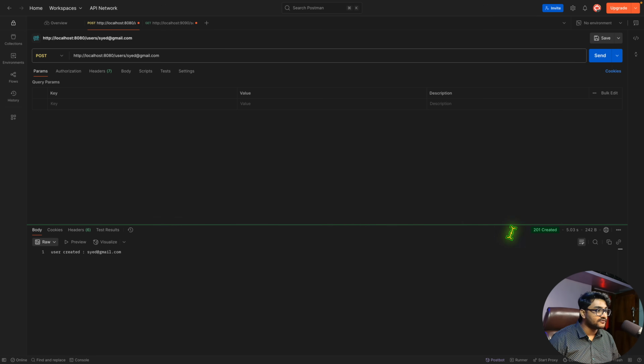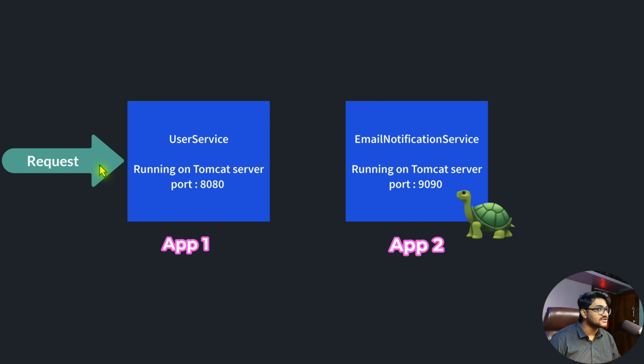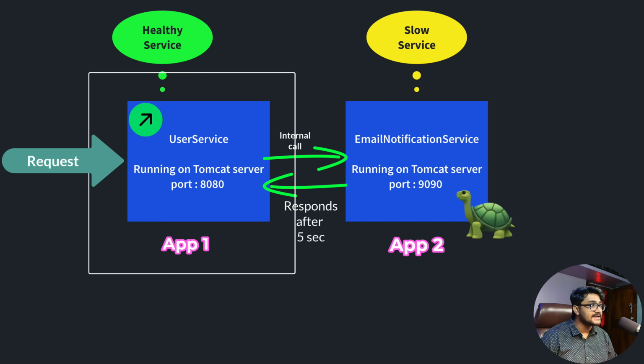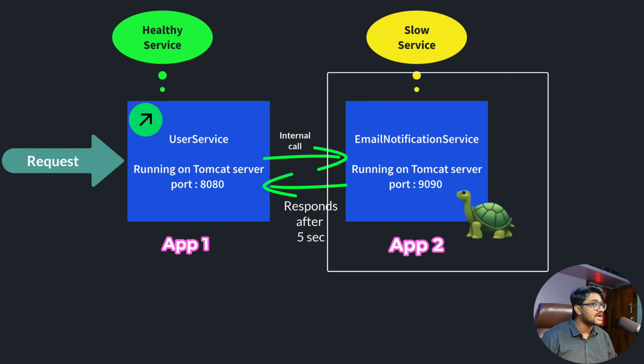And after 5 seconds, you can see it took 5 seconds to make sure the user has been created. Now the user service is up and running fine, and there is no problem over here. But the problem here is that this call is taking 5 seconds. This 8080 port number user service is running fine. This is healthy. But this is our culprit service, which is taking a bit of time to produce the data.